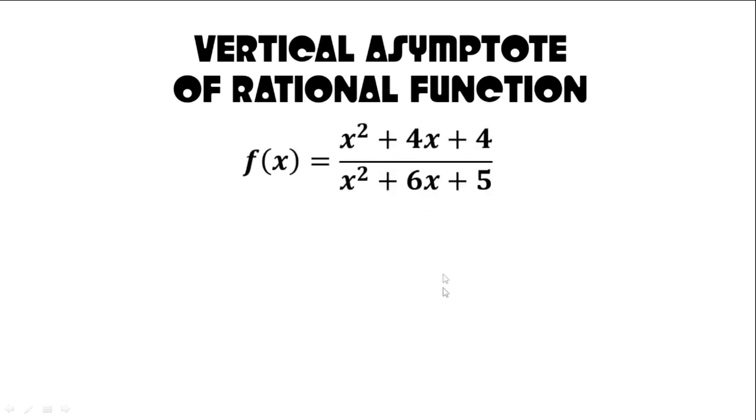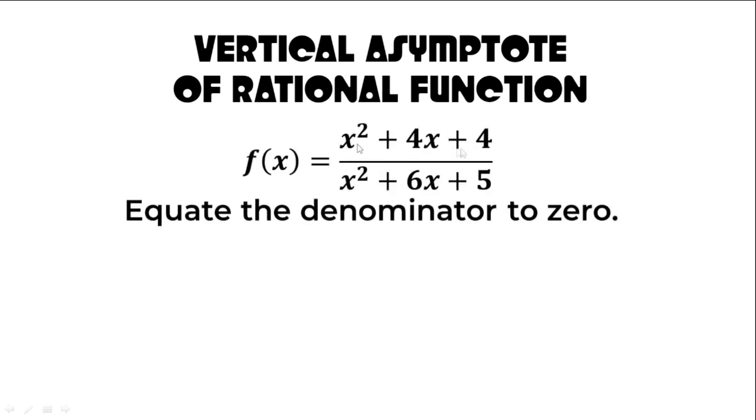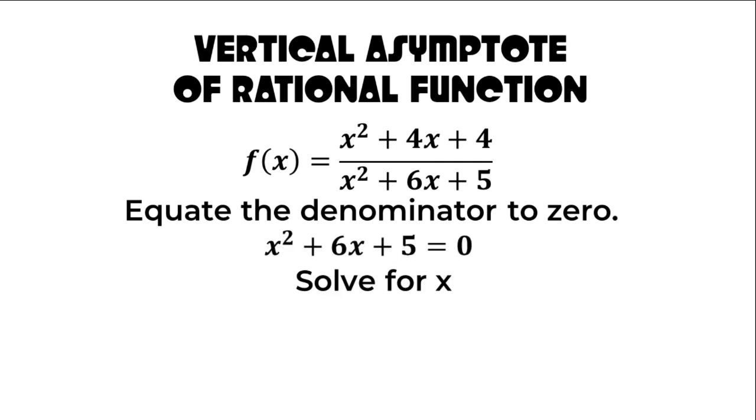So next example natin ay f of x is equal to x squared plus 4x plus 4 all over x squared plus 6x plus 5. So we're going to equate the denominator to 0. So magiging siyang x squared plus 6x plus 5 is equal to 0. And we're going to solve for x.